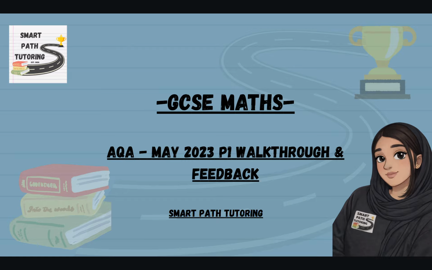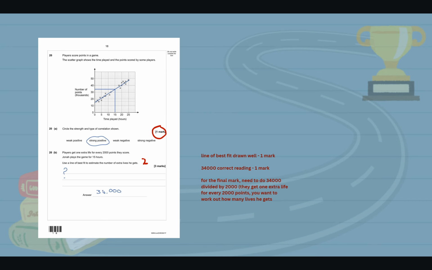Hey guys, this is part 2 of the walkthrough feedback for the May 2023 Paper 1 exam that we were marking. So question 20, the circle, the strength and type of correlation shown was correct here for the student. They've put strong positive, so they've got 1 mark here. They've also got 1 mark for drawing the correct line of best fit.